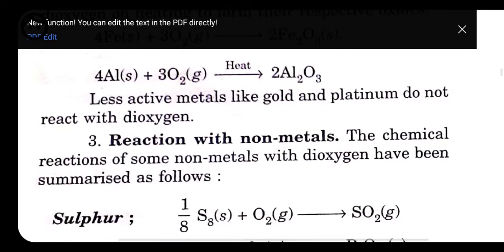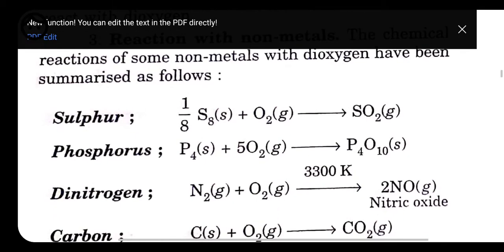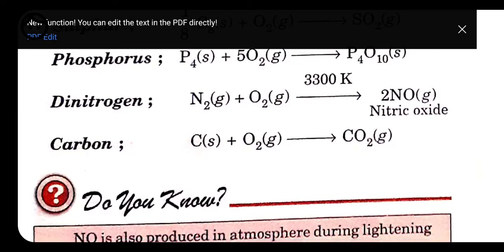Next we have the reaction of oxygen with non-metals. All the non-metals also show reaction with oxygen, and they also form their oxides. See, because oxygen is the second most electronegative element, all are going to form oxides except fluorine. Sulfur is going to form sulfur dioxide. Phosphorus is also forming its oxide. Nitrogen also forms oxide. Carbon is also going to form oxide.